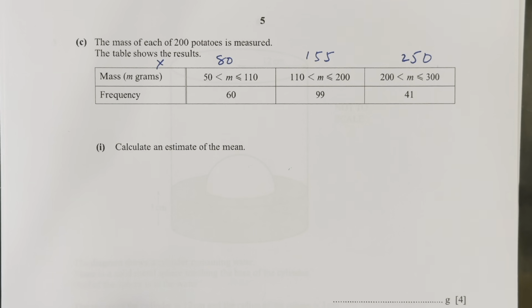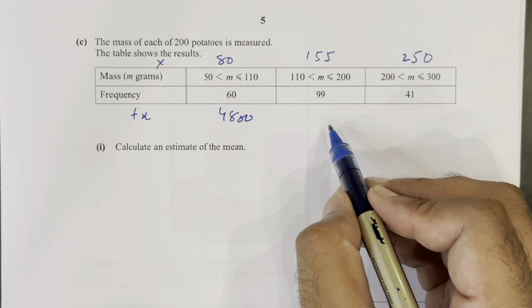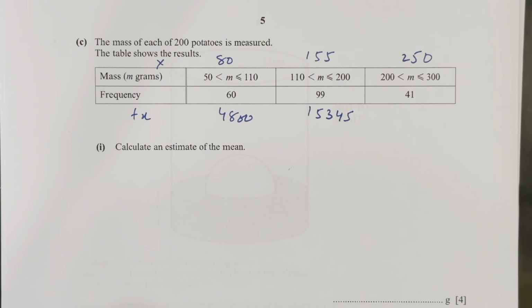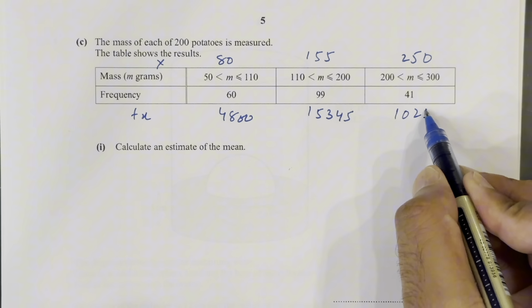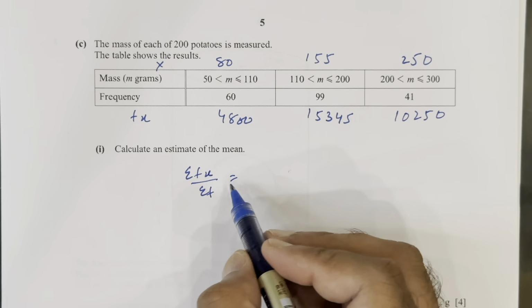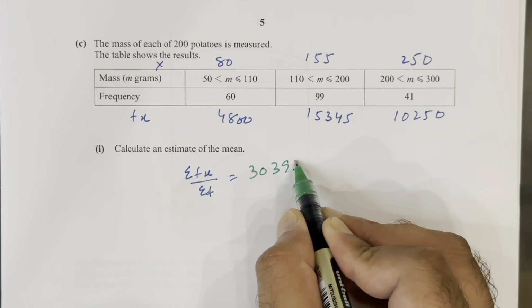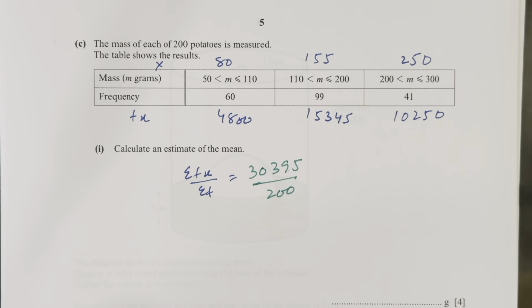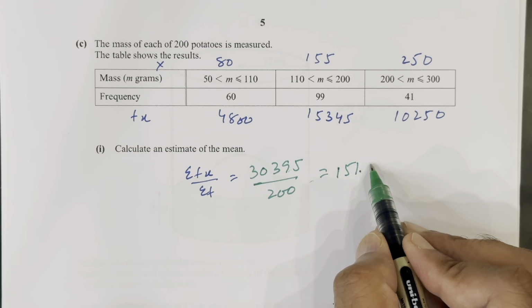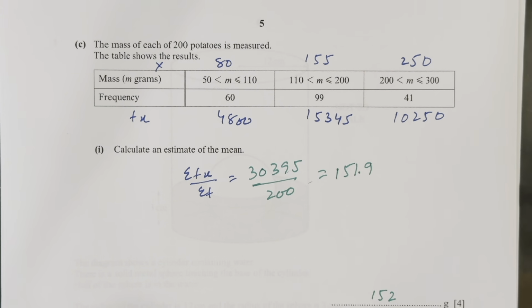Now we need to calculate the fx value. The value of fx would be 80 multiplied by 60, that would be 4800. Then 155 multiplied by 99, it would be 15345. And 250 multiplied by 41, we get the value 10250. Now we just need to apply the formula, summation of fx over summation of f. Putting these values, summation of fx total would be 30395. Summation of f would be 200. We get the answer that is equal to 151.9, or you can round off to 152. So it would be our final answer.